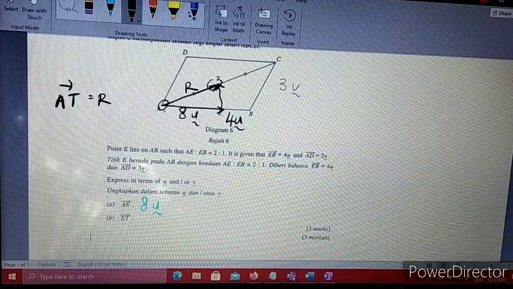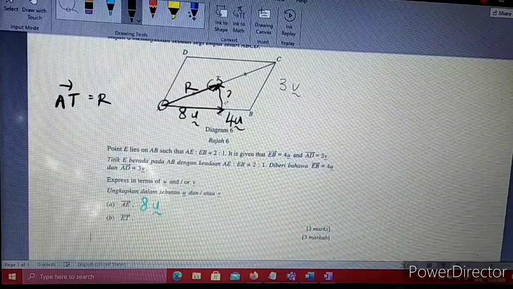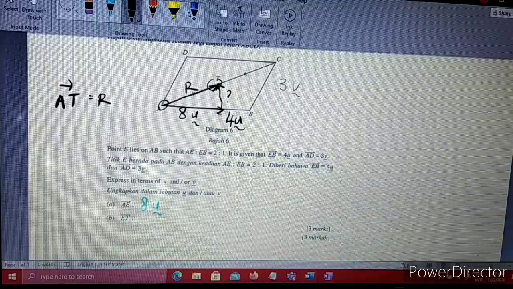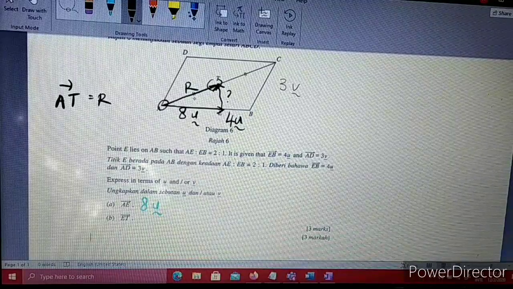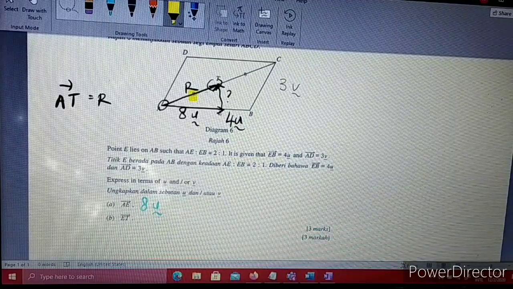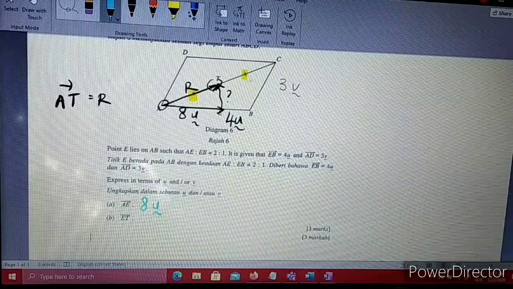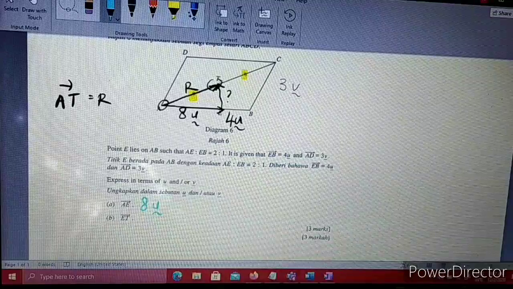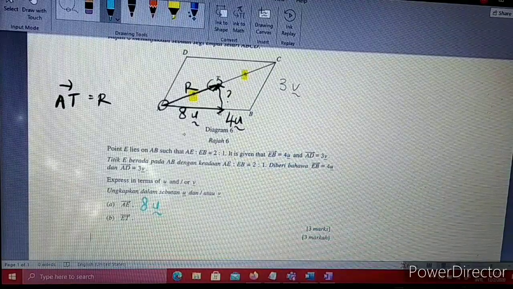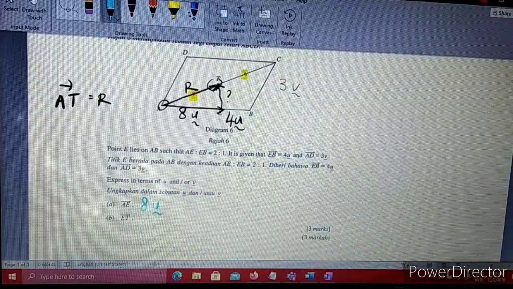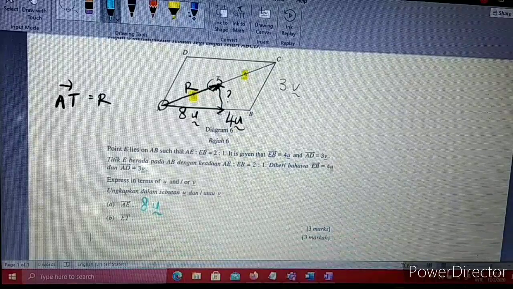We know AE is 8U, and we want to find this ET. First of all, we need to find vector AT. You realize this symbol means it has the same ratio, so T is the midpoint of AC. The first thing in my mind is to find vector AC first, and then divide by 2 to find vector AT.